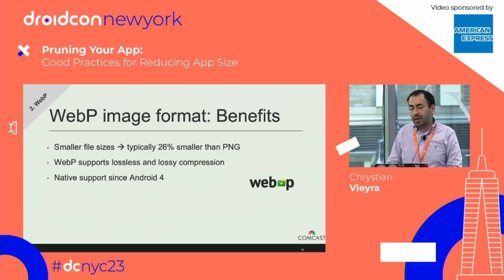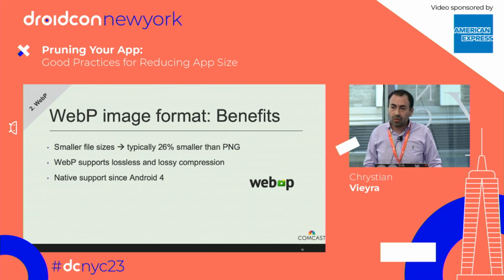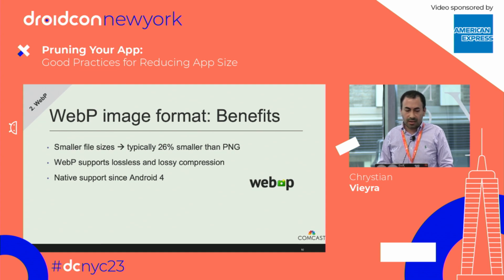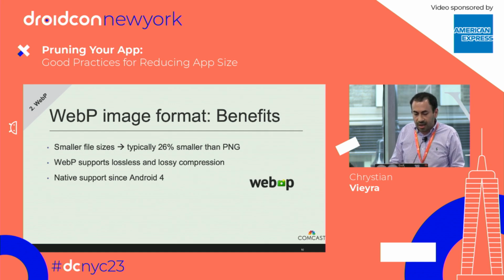So Google came up with an open source format called WebP. It's compatible with PNG assets, so you can compress a bitmap or PNG into WebP. On average, with lossless compression, meaning nothing is lost, you will end up with around a 26% smaller file. So if you have an image, it's 26% smaller on average. In some cases, it's much better.